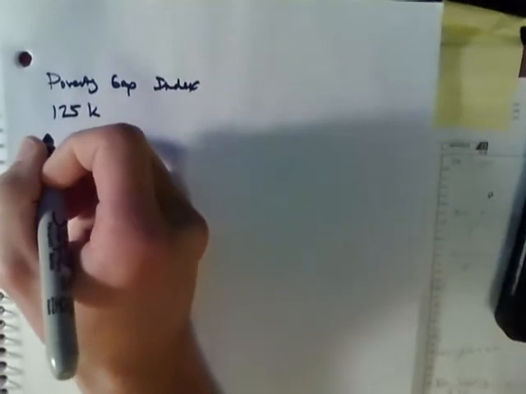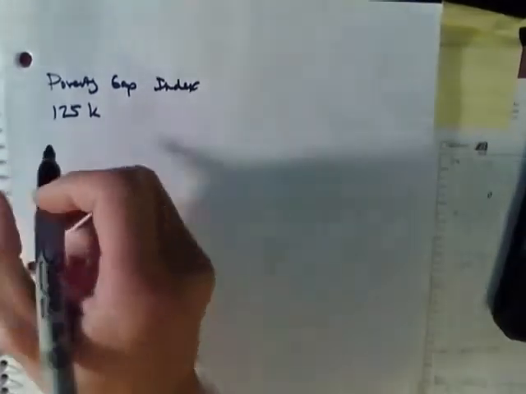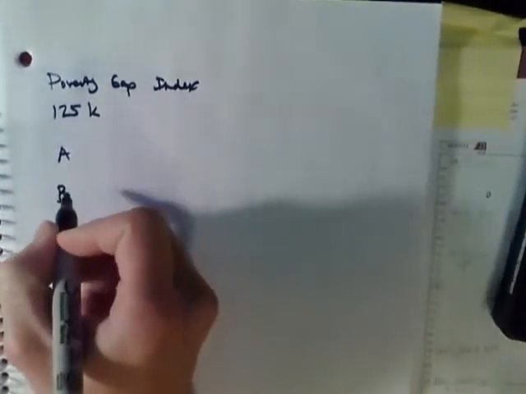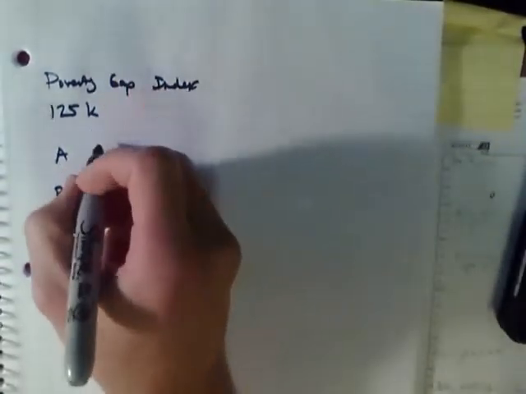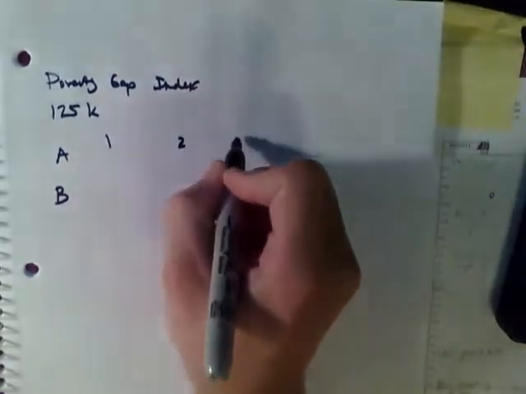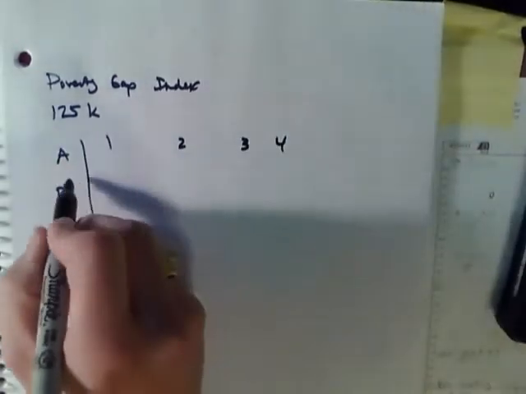So you could look at different countries. Let's just recognize them again as A and B, and then personal individuals and their incomes per year. So individual 1, 2, 3, and 4.